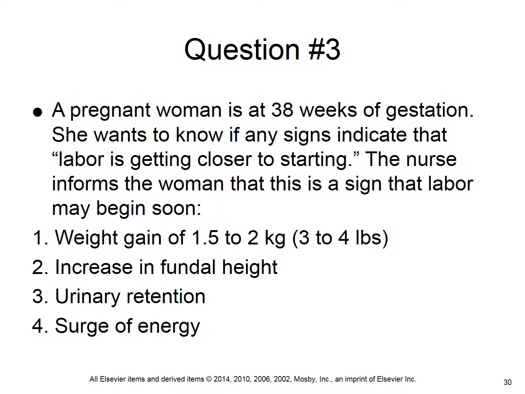Okay, here's question 3. A pregnant woman at 38 weeks gestation says she wants to know if any signs indicate that labor is getting close to starting. The nurse informs the woman that this is a sign that labor may begin soon. 1, a weight gain of 1.5 to 2 kilograms. 2, an increase in fundal height. 3, urinary retention. Or 4, a surge of energy.